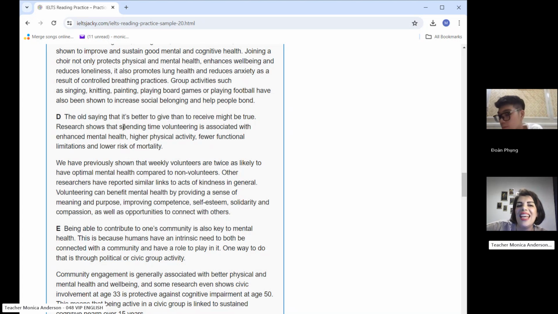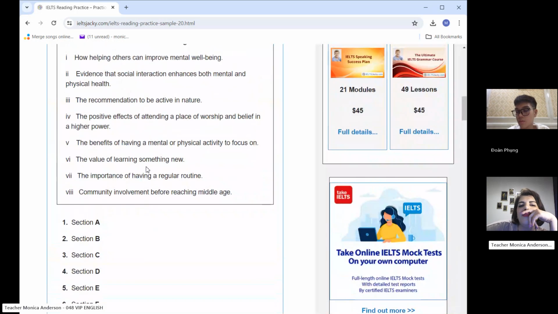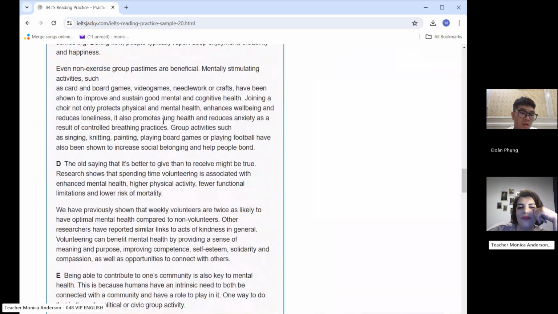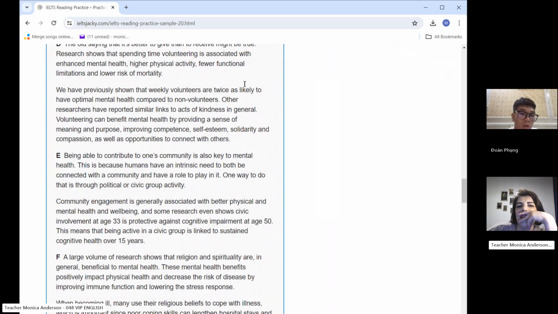So, look, the old saying that it's better to give than to receive might be true. Research shows that spending time volunteering is associated with enhanced mental health. Let's see. Which one? Let me help you. Look. Weekly volunteers are actually twice as likely to have optimal mental health compared to non-volunteers. Volunteer means a person who is ready to help people without earning money, without getting money.